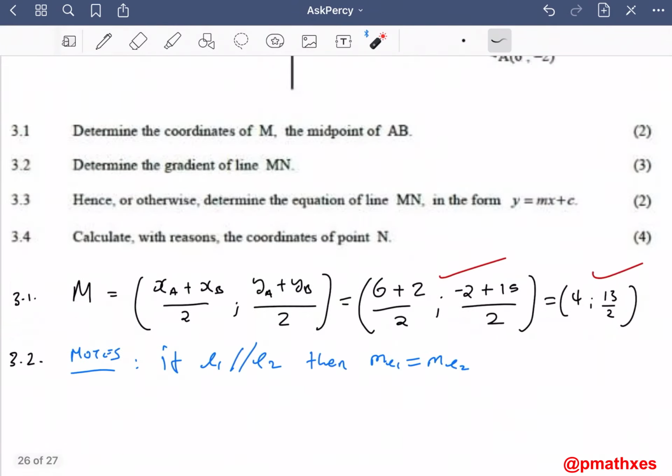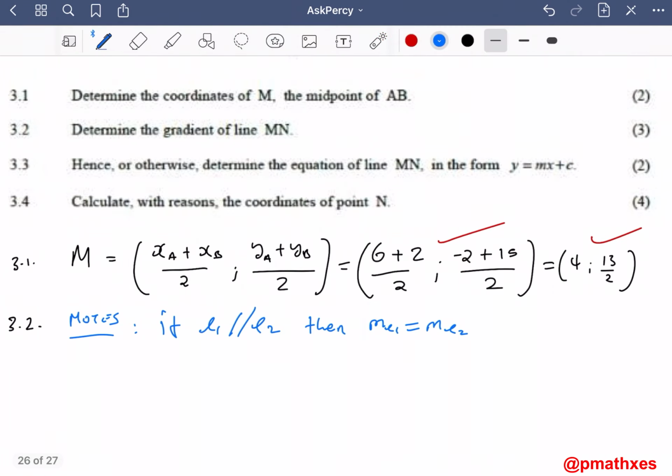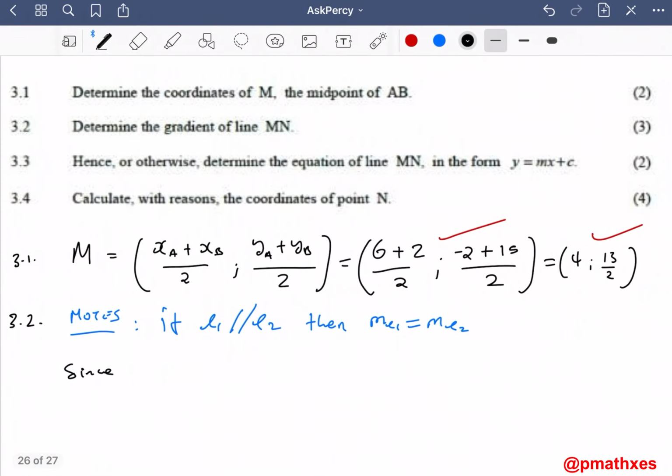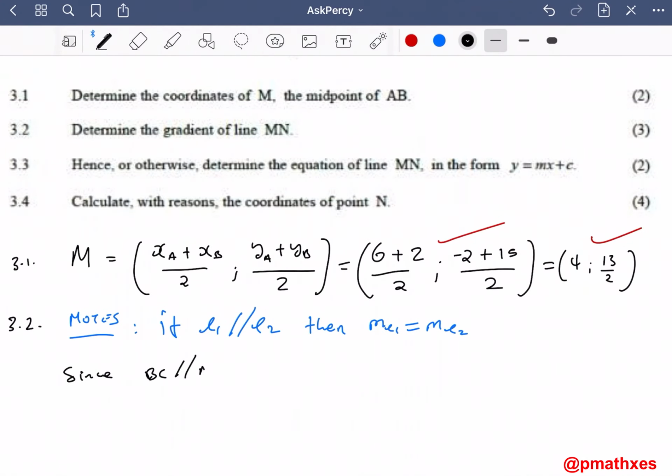Why do we need the gradient? Because that's what they're looking for. They're looking for the gradient of MN. So we can now say, since line BC is parallel to line MN, then the gradient of BC should be equal to the gradient of MN.